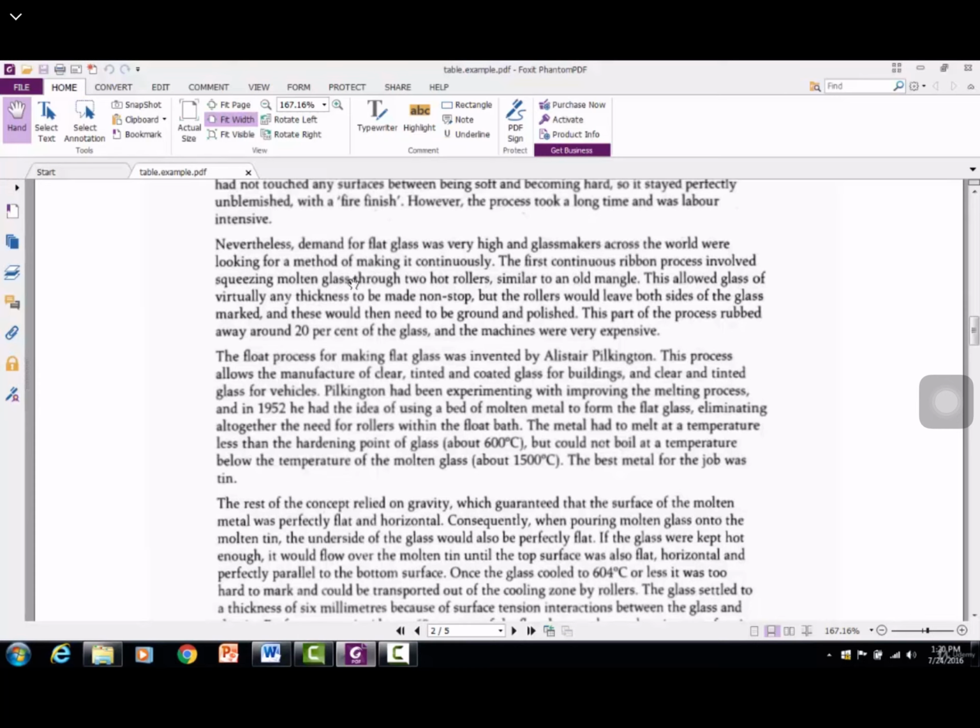This allowed glass of virtually any thickness. This allowed glass of varying thickness. Virtually any is the same thing as saying varying, okay? So the answer is thickness.